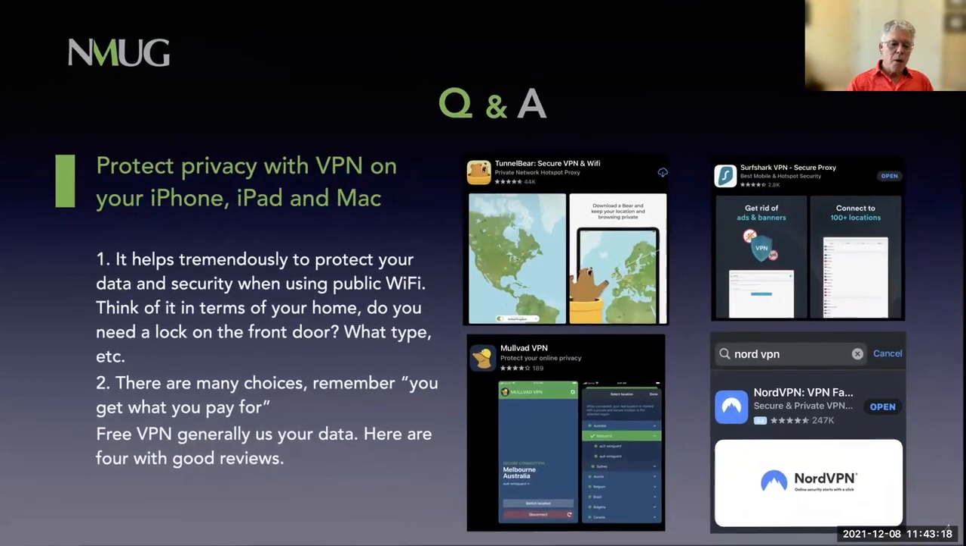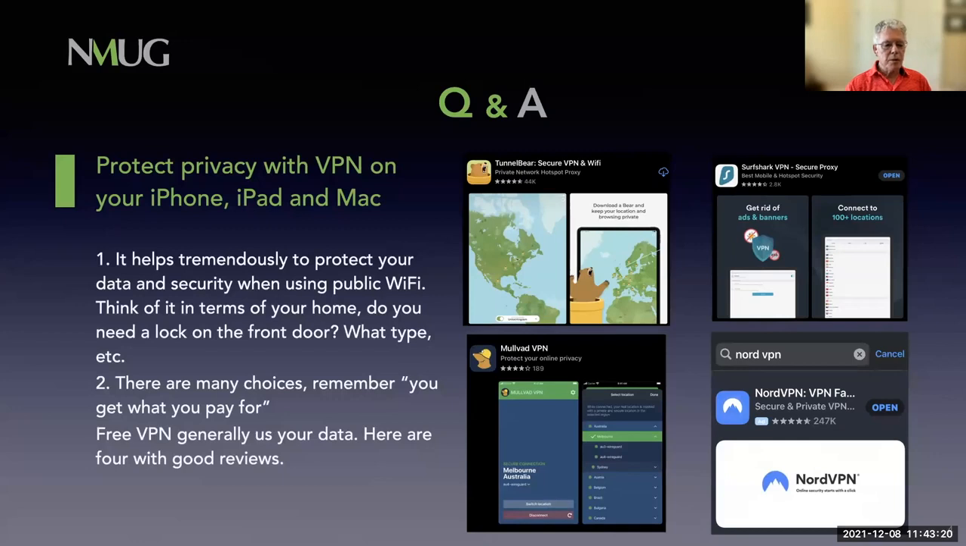Now, another way to protect your privacy would be with VPNs. We've talked about this. I've actually used this slide before. I did add a new one, which is the NordVPN. But VPNs are very important to protect your privacy in public Wi-Fi settings. And you can think of this in terms of your home. Do you need a lock on your front door? What type of lock do you need?